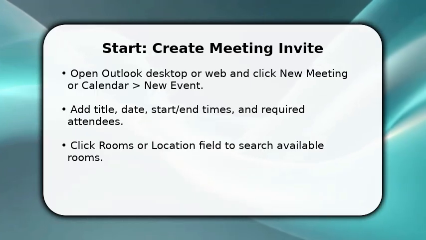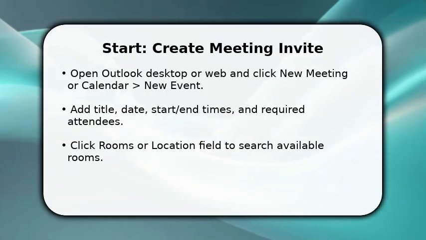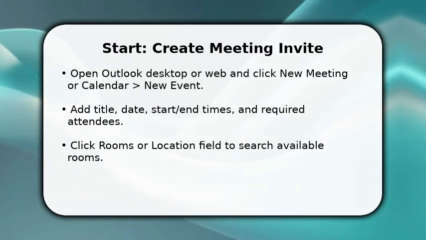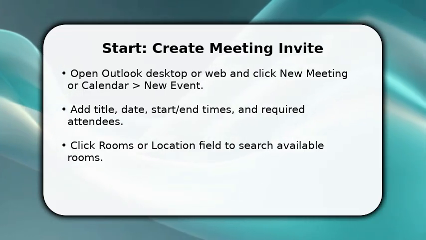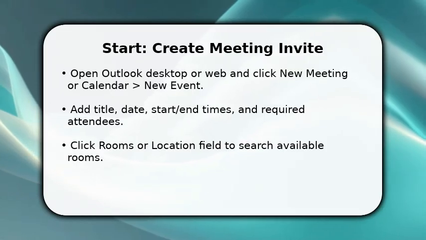You begin by opening Outlook and creating a new meeting event. Add a clear title, date, start and end times, and at least one attendee so rooms become visible. Once done, click the Location or Rooms button to load room lists. This queries availability in real time and shows capacity and features.